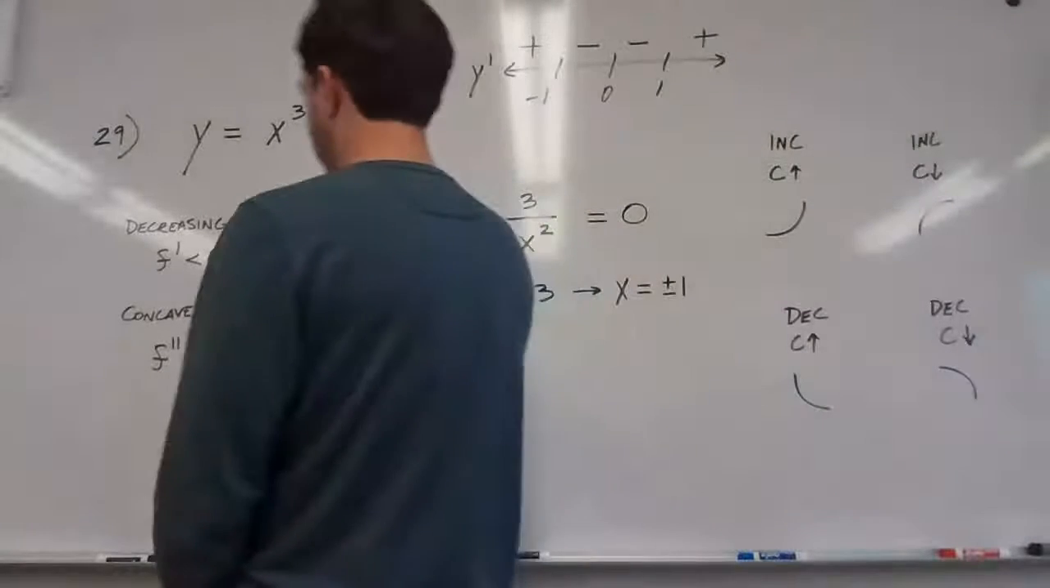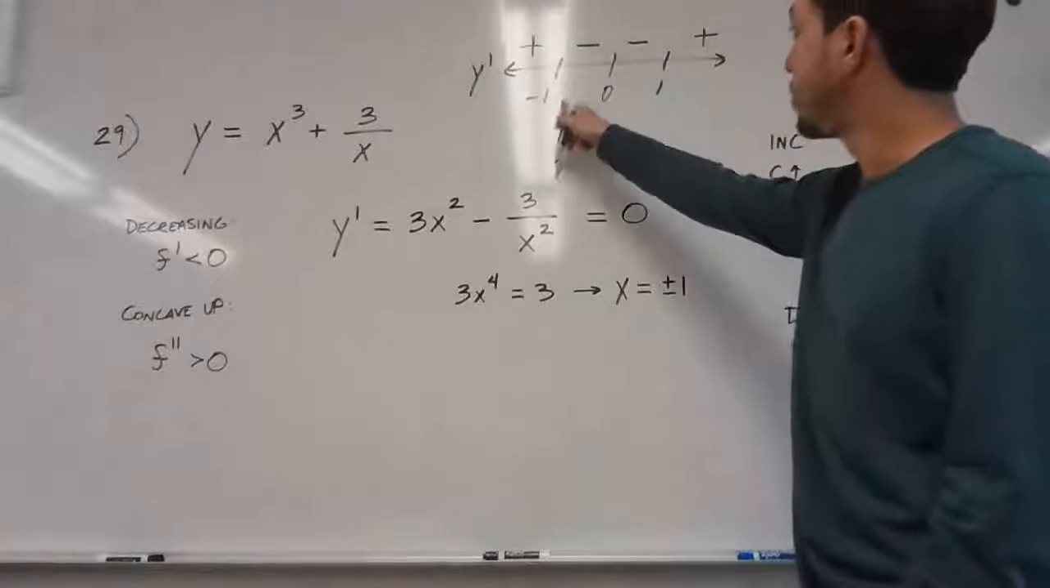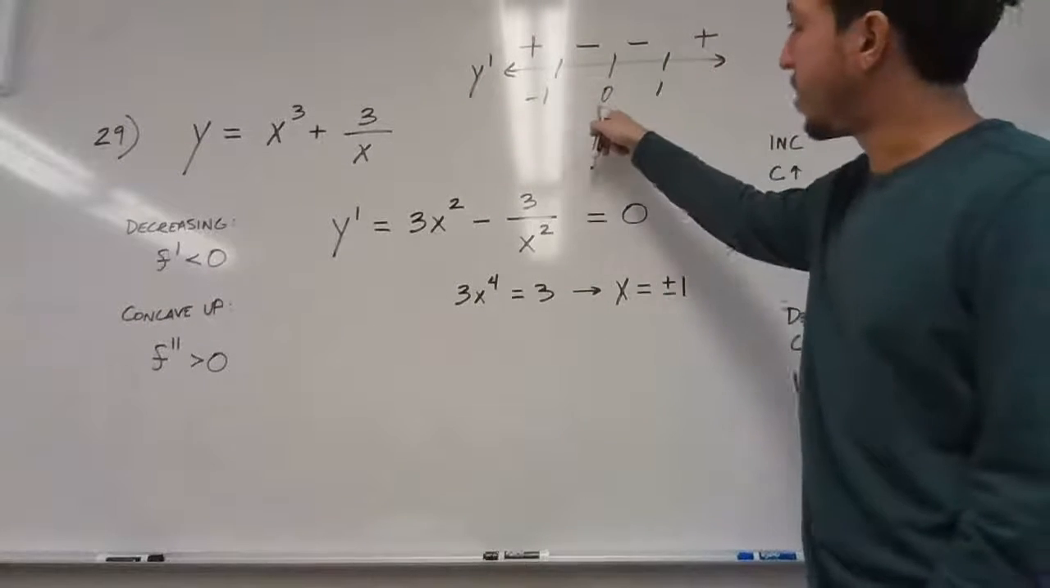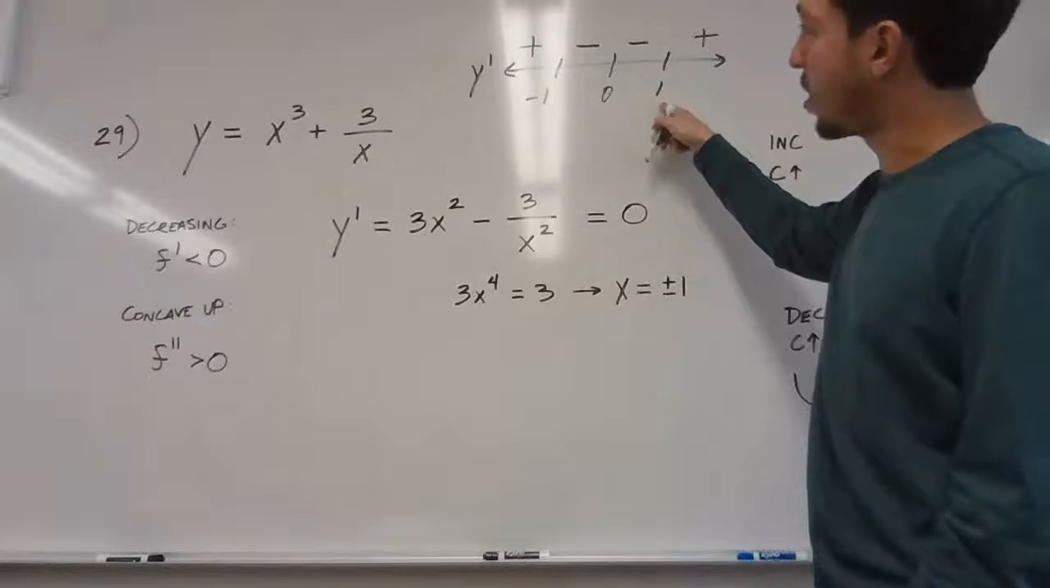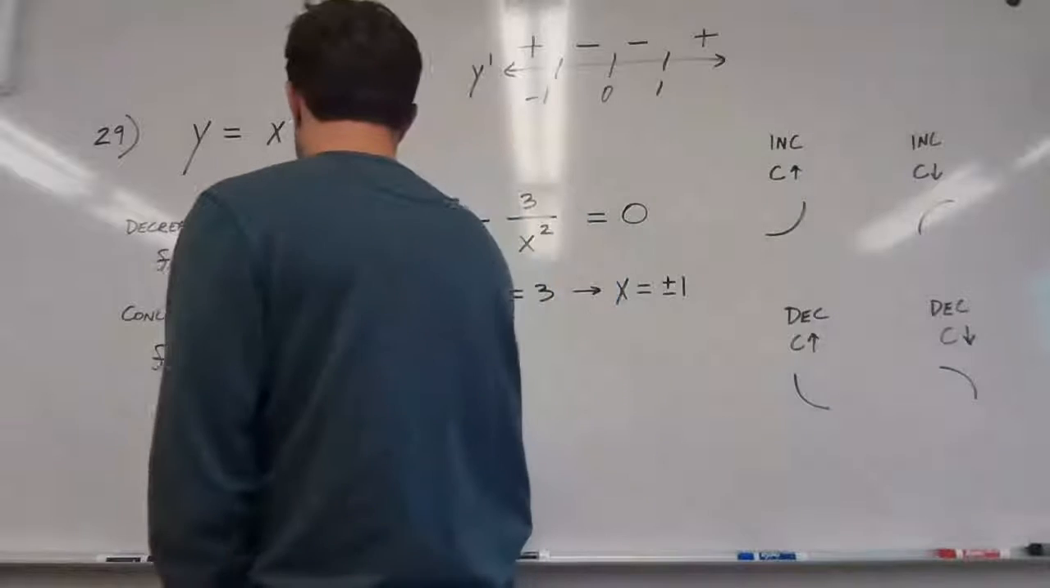Okay, second derivative. So I can already narrow down my decreasing interval. It could be this interval and this interval. It could be maybe one of them, because I don't know the concavities yet. So I've got to do the concavity now.